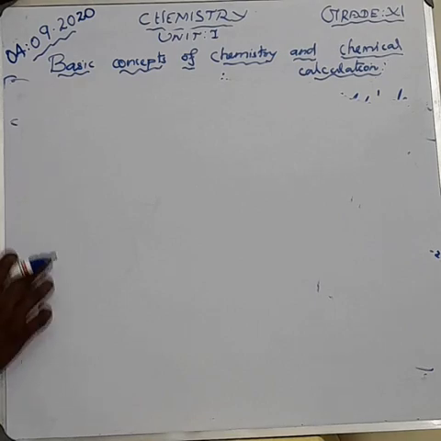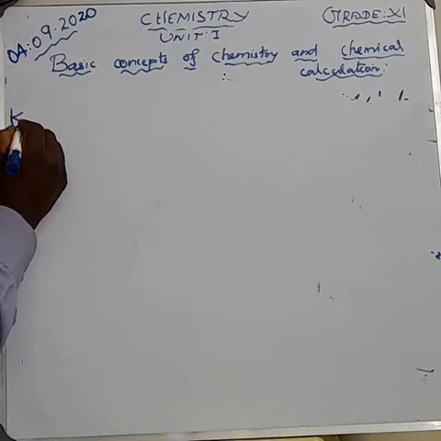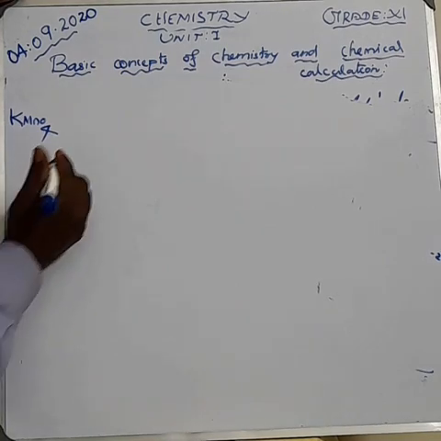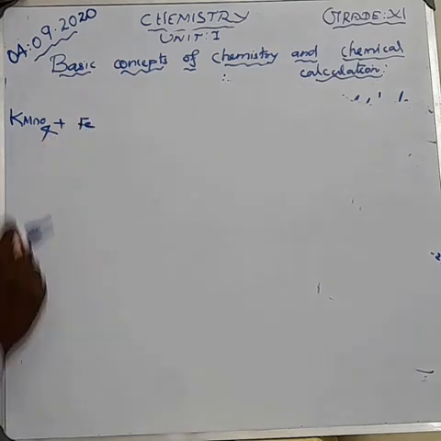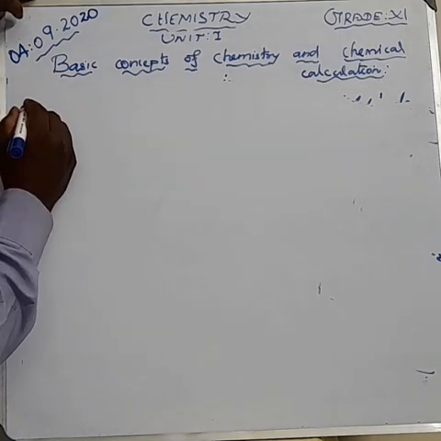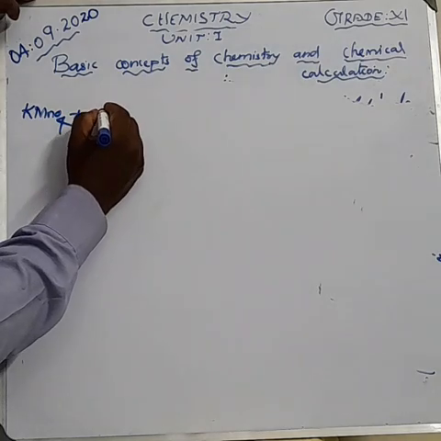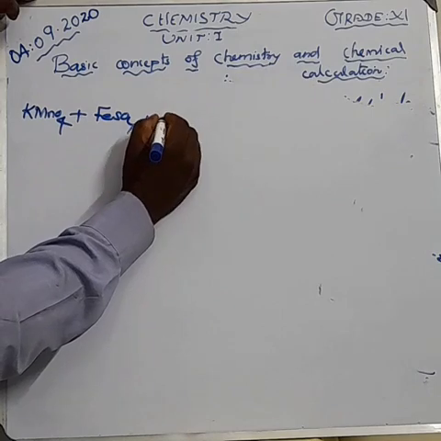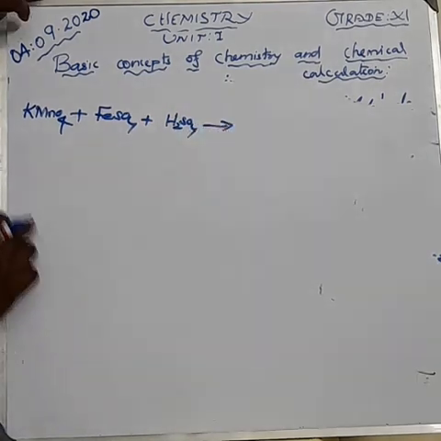First of all, you should write the equation. Potassium permanganate formula: KMnO4. Here, potassium permanganate reacts with ferrous sulfate, FeSO4, plus sulfuric acid, H2SO4. What are the products obtained?